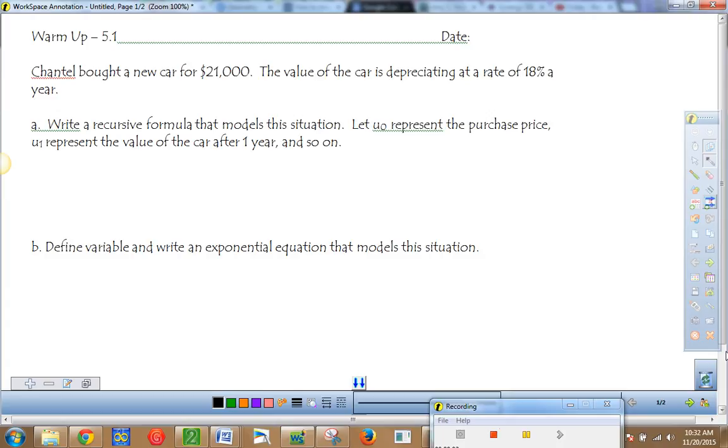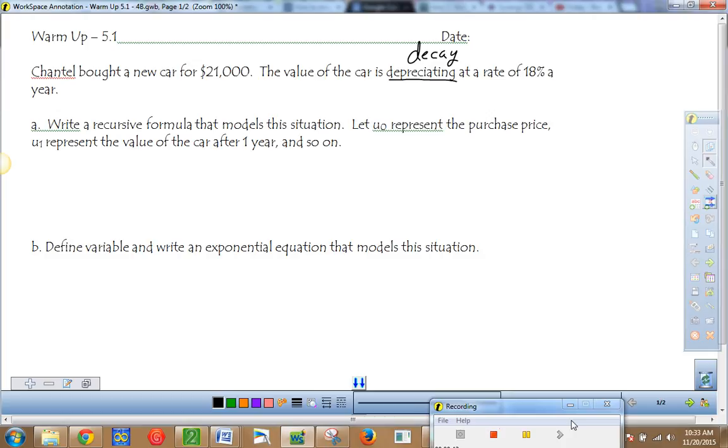Okay? So, Chantel bought a new car for $21,000. The value of the car is depreciating at a rate of 18% a year. Tell me one thing you know. It goes down. This is going to be decreasing, which we call decay when it's exponential, right? You can write the word decreasing. It's fine. Just help you out.